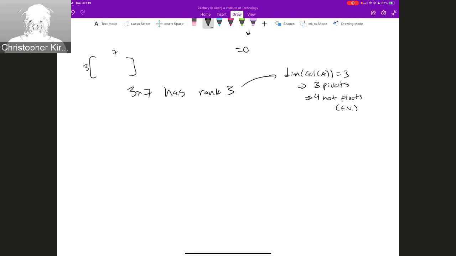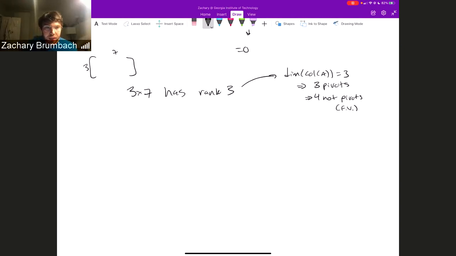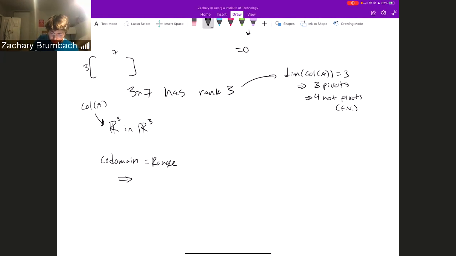Okay, so for this question: if a vector b is in the codomain, what must be true about the matrix equation Ax equals b? So this right here, like we just talked about, having 3 pivots means the column space gives us R3 in R3, right? So it spans all of R3. So if our codomain equals our range, this means something is what?